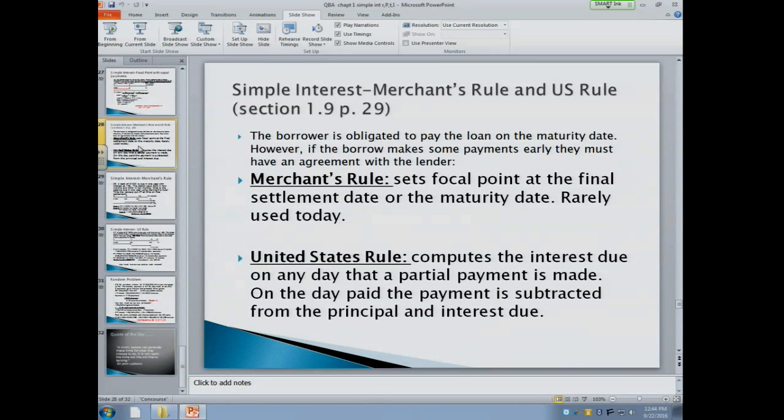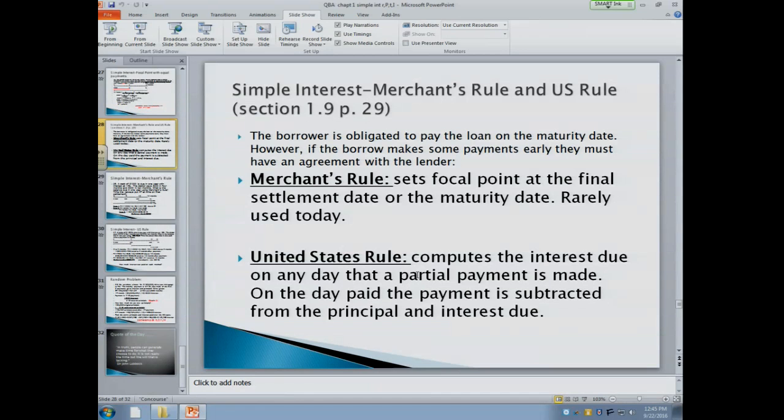Now, we are covering section 1.9 on about page 129. And what happens is the borrower is obligated to pay a loan on maturity date. However, if the borrower makes payments before the maturity date, the borrower and the lender have to have some sort of agreement, either Merchant's Rule or United States Rule.